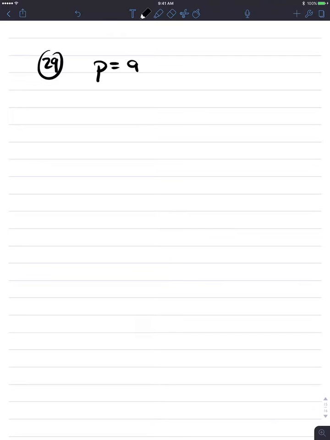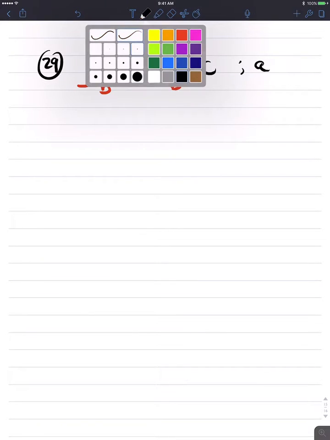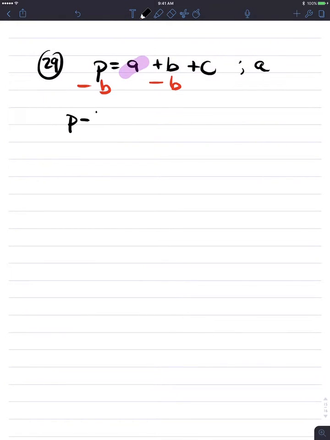P is A plus B plus C. They want us to solve for A. We have to get this A variable by itself. If we look at what's happening to A, we have the value B being added to it, and the value C being added to it. We undo addition by subtraction. So we'll get P minus B is A plus C.